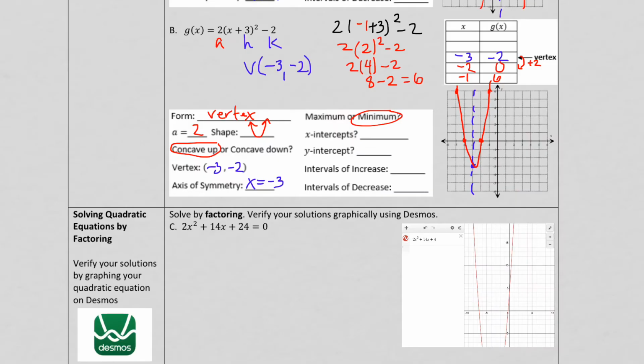Alright guys, so here's example B. I kind of worked out most of it for you. So notice how here's my original quadratic equation, or function in this case. I went through and I graphed all of it for you. And when I graphed this parabola, notice how A is a +2, so it is smiling.